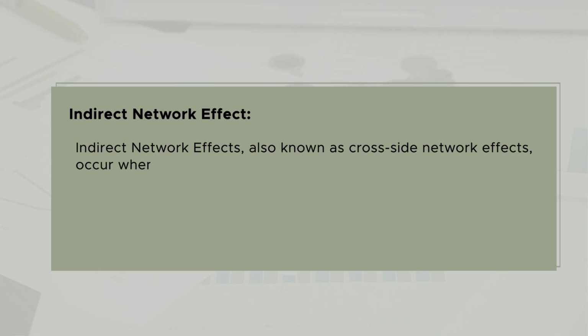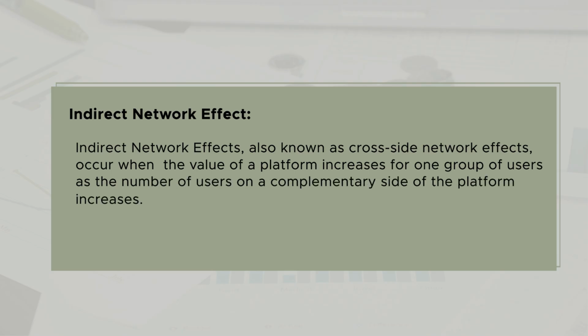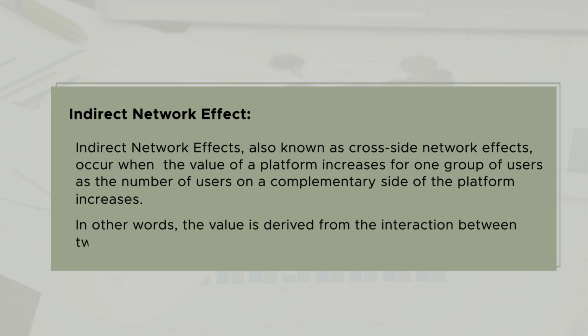Indirect network effects, also known as cross-side network effects, occur when the value of the platform increases for one group of users as the number of users on a complementary side of the platform increases. In other words, the value is derived from the interaction between two different user groups. Let's look at an example of indirect network effects. One example is a video game console. Console gamers benefit from indirect network effects.